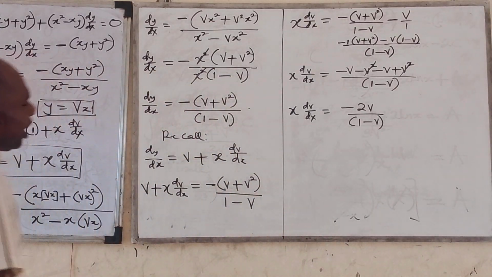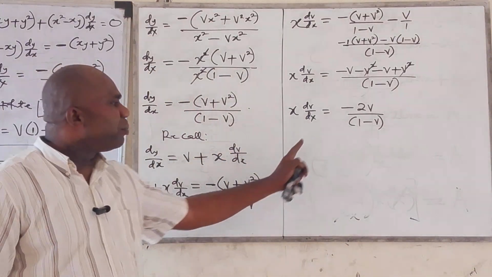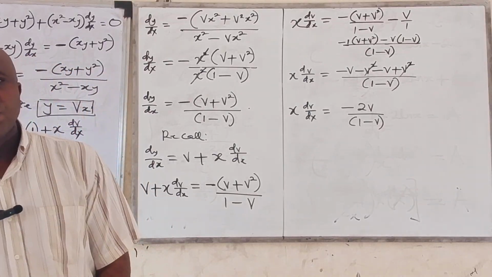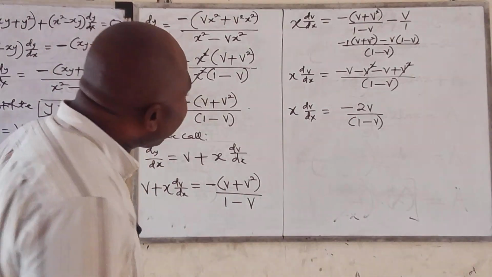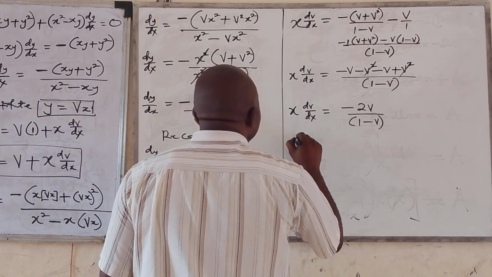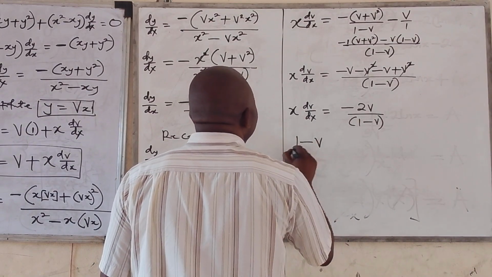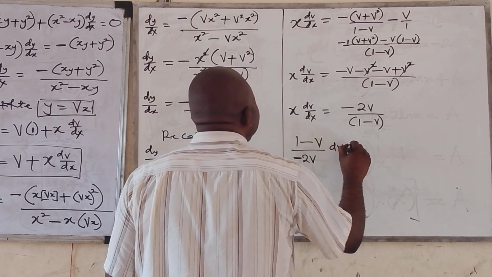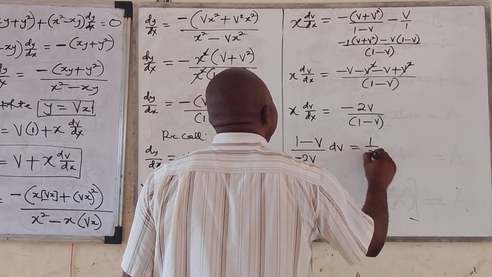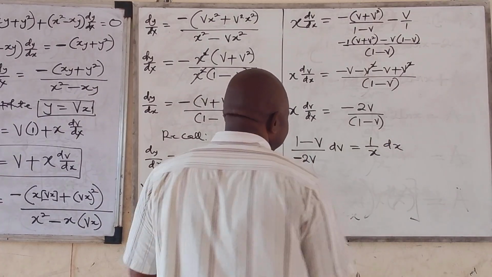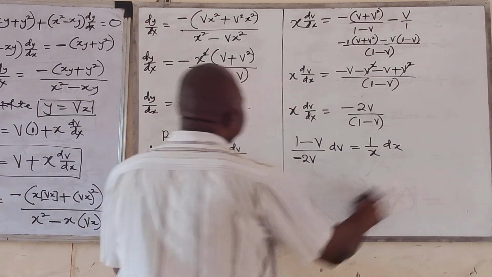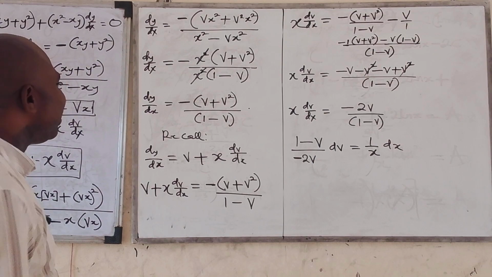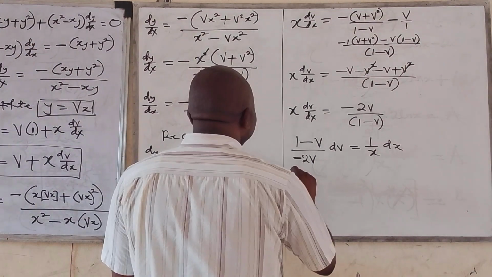So now at this point, we can separate the variables. So separating the variables, we have (1 minus v) all over minus 2v, dv, is equal to 1 all over x, then here we have dx. So this is the same as saying, let's multiply 2 by minus 1.